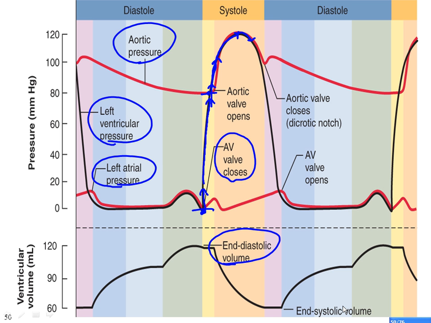Now, eventually, that left ventricle is going to start to relax. As it relaxes, its volume increases. As its volume increases, what's going to happen to its pressure? Its pressure is going to drop. As its pressure drops, eventually it will drop below the pressure in the aorta. And when the pressure in the left ventricle drops below the pressure in the aorta, what's going to happen is that the aortic semilunar valve closes.